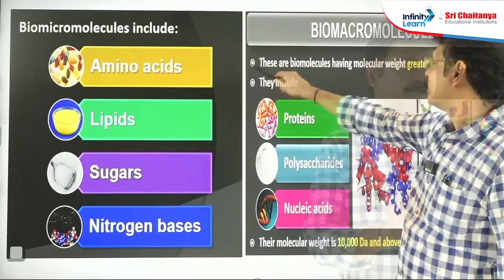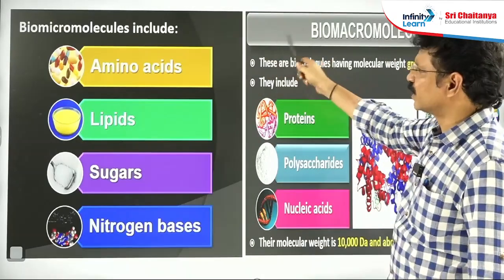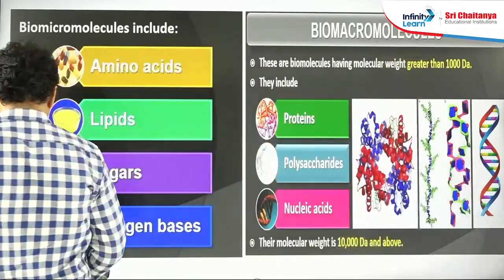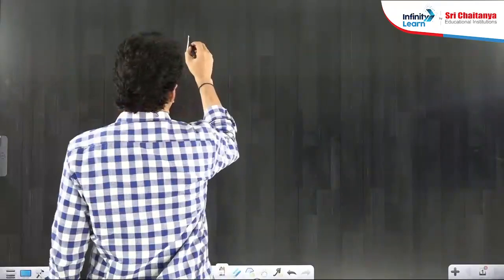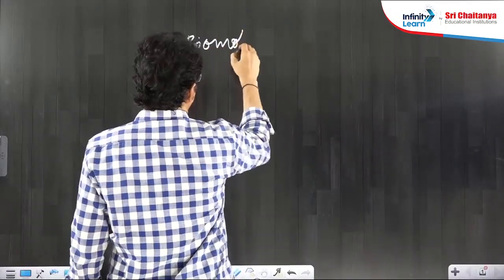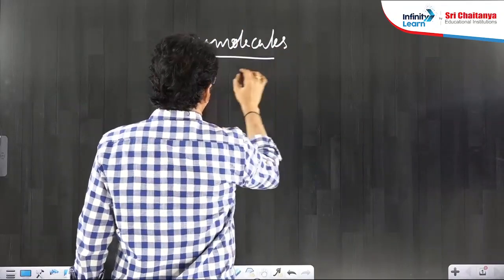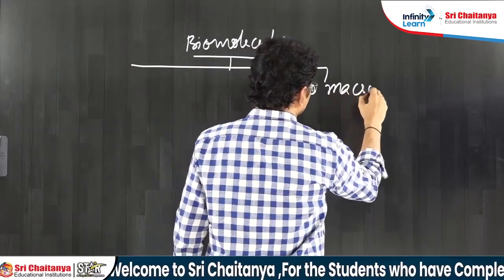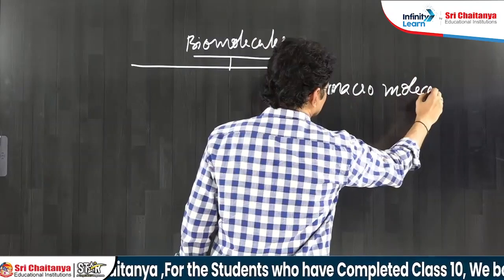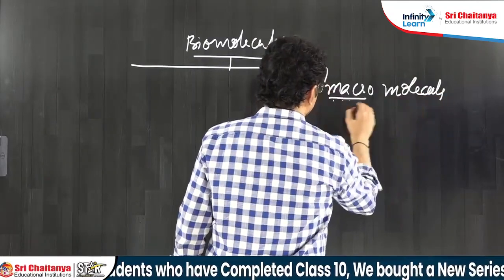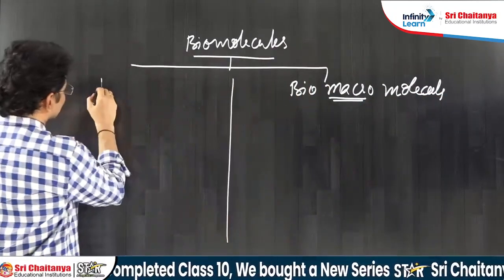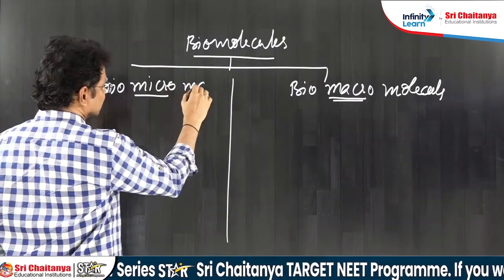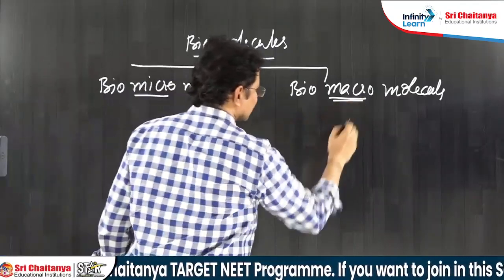All these biomolecules are classified into two categories, biomicromolecules and biomacromolecules. What is the major variation between biomacromolecules and micromolecules? Biomolecules are broadly classified into two categories: biomacromolecules and biomicromolecules. Micro is smaller, macro is bigger.